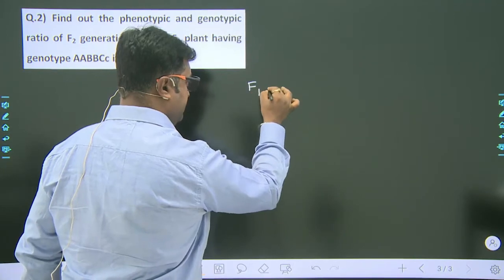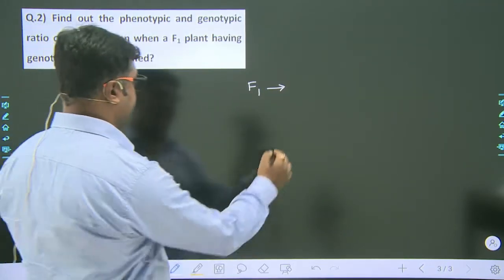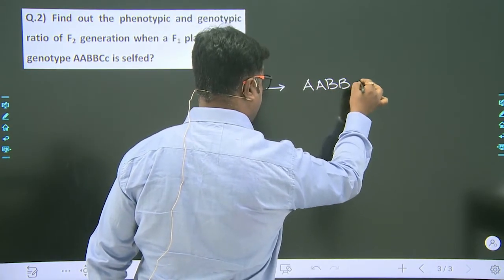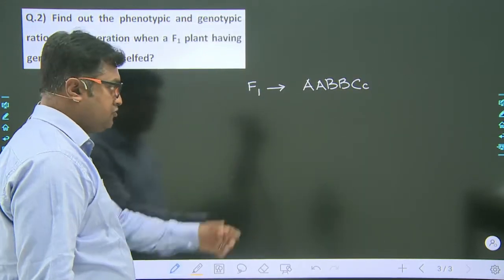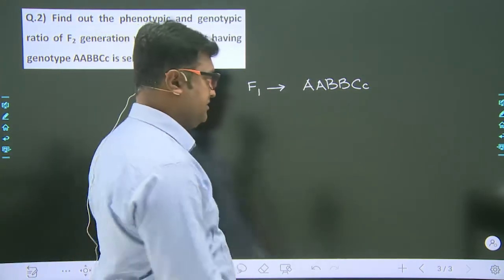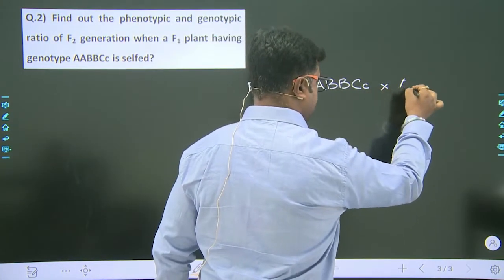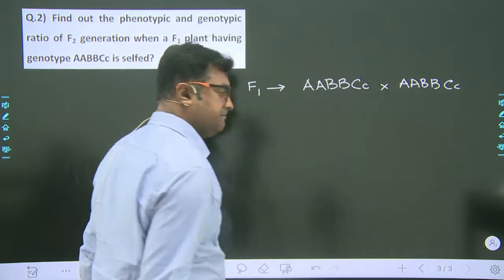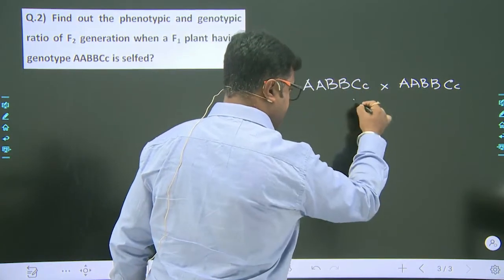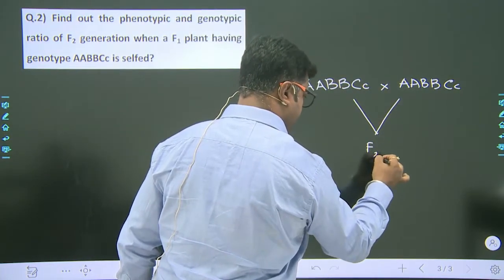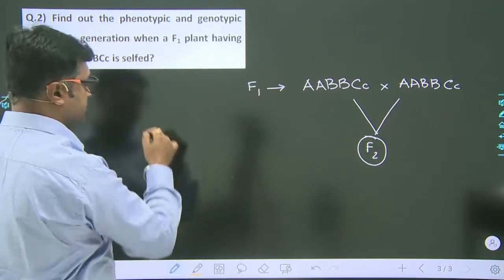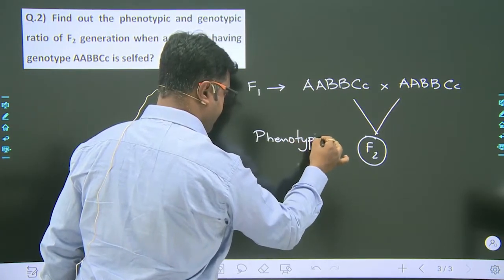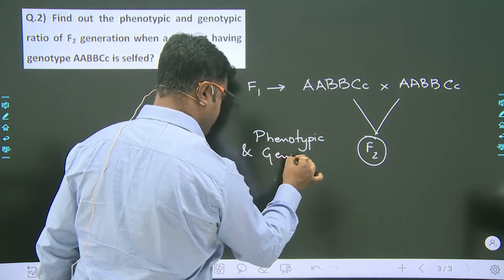So we'll be starting with F1. Clear? So F1, what is the genotype? It will be capital A, capital B, and capital C, small c. So this is your F1, which is being self-pollinated with the same type of plant, and after this, for the F2 generation which will occur, we have to find out the phenotypic ratio over here, and we have to find the genotypic ratio over here.